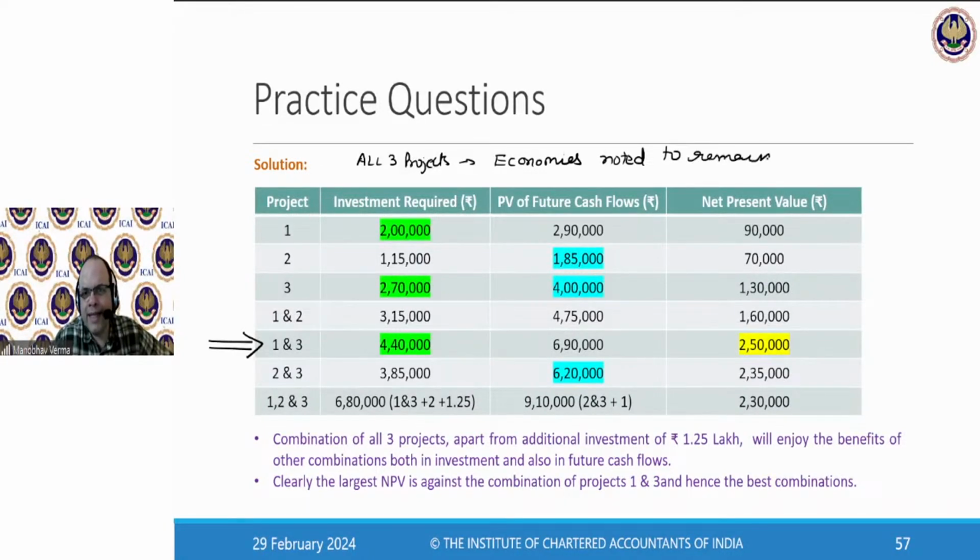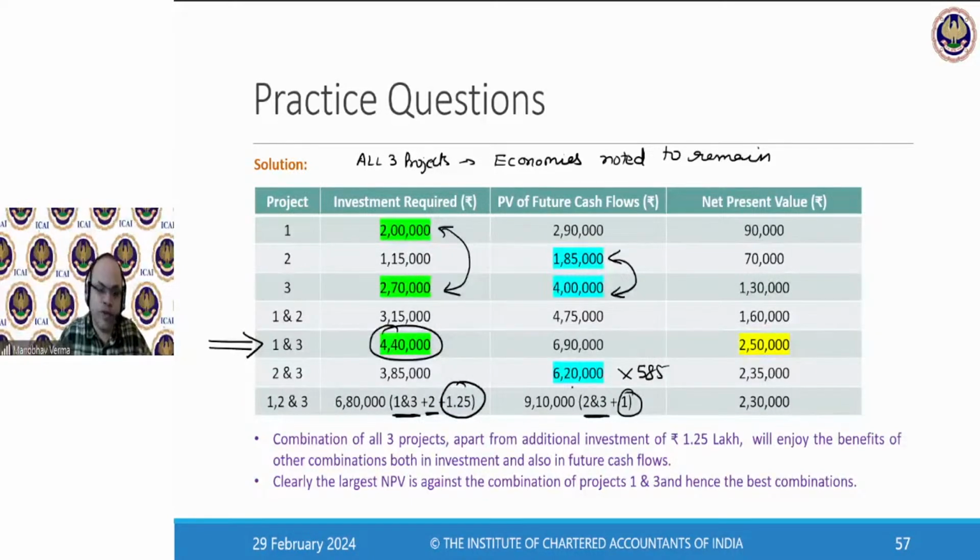So what changed was only the additional investment. If you see, 2 lakhs plus 270 was 470, but it was 440 here. So we are taking 440, and we are taking 1.15 for project 2, and we're taking 1.25 together. So that's what we are doing here. Similarly, there were economies noted in 2 and 3's cash flows, which is instead of 585, we are talking about 620. So we are taking 620, and project one is 290. So 620 plus 290 is 910. So the economies noted are holding here, the same economies we have discussed, but there is an additional investment of 1,25,000.